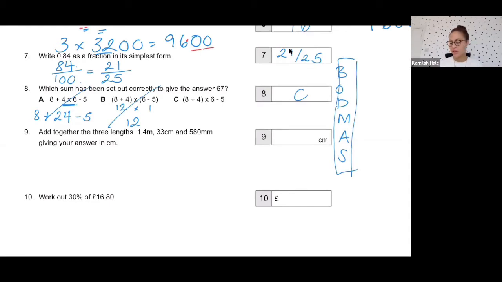Okay, so add together the 3 lengths, 1.4 meters, 33 centimeters, and 508 millimeters. Now, when we did a similar question a few weeks ago, this was probably one of the most incorrectly answered questions. So take your time, make sure your conversions are right, and put them all in the same units of measurement before you do any addition. So just work that out quickly.